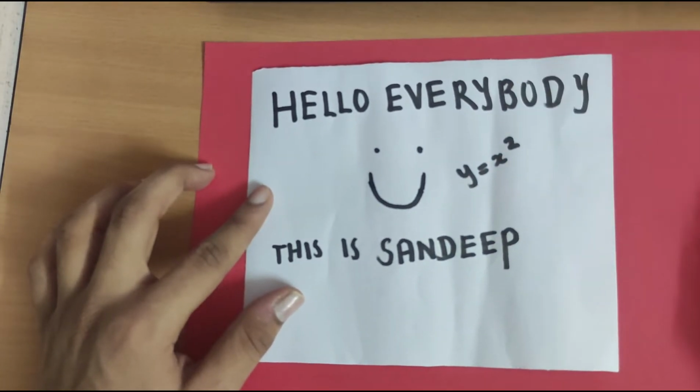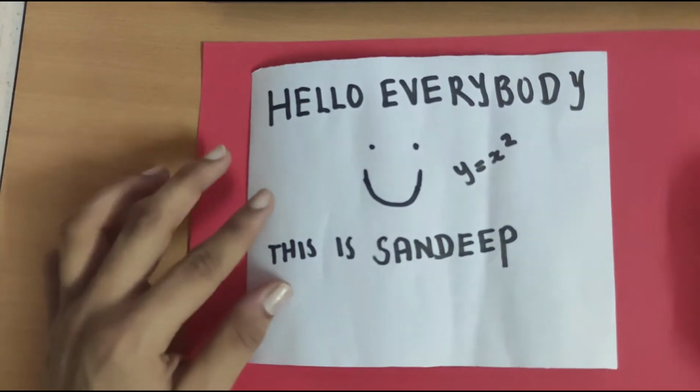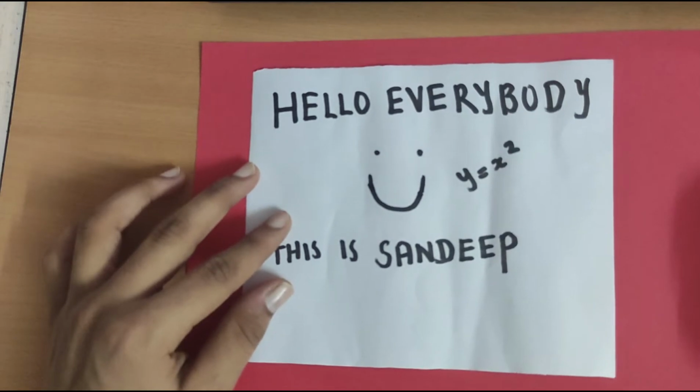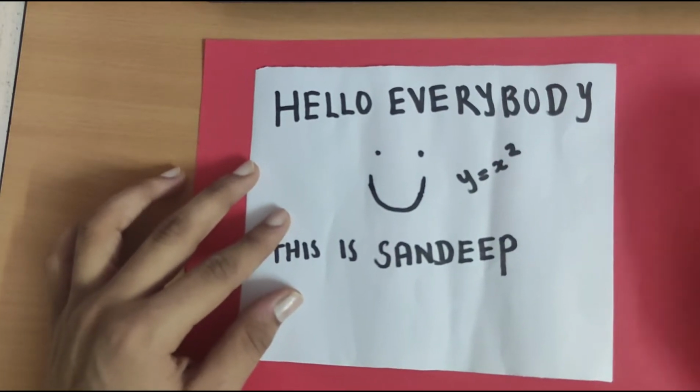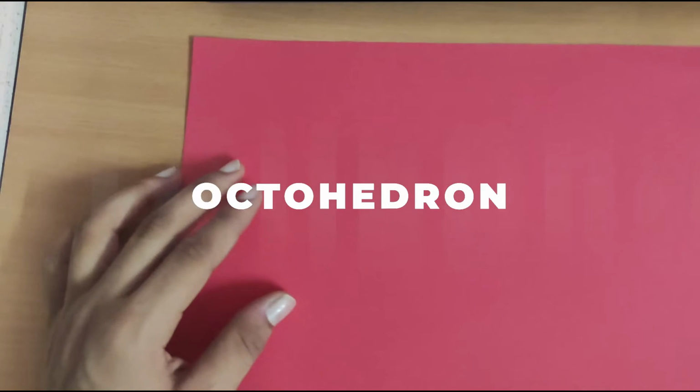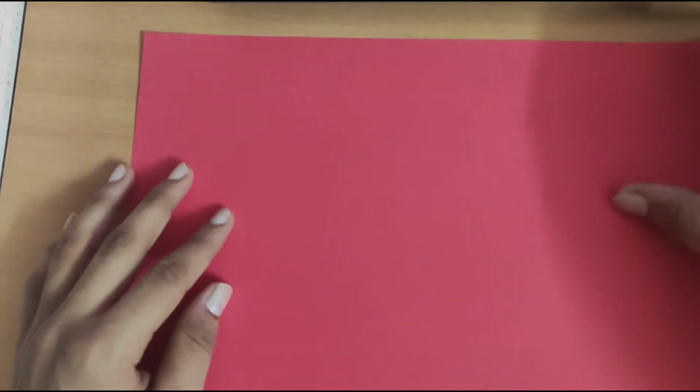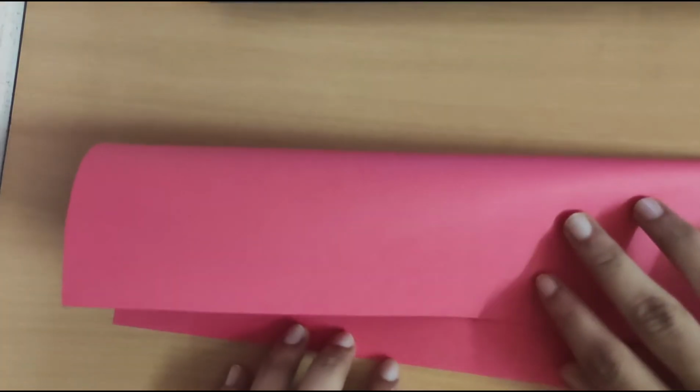In this video, let's see how to make a Platonic solid, the regular octahedron. So without any further ado, let's get started. First, cut this paper into two pieces.